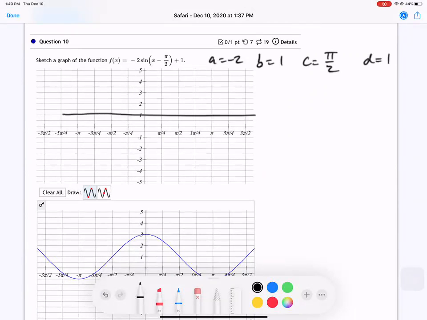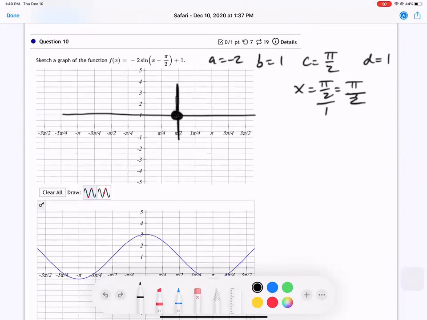Our phase shift, though, is not C. It's C over B. Well, lucky for us, if B is 1, our C value is our phase shift. That's going to be positive pi over 2. Now, positive pi over 2 is right here. Okay, that's where positive pi over 2 is. So that means I'm going to start my sine graph right here. Take a look. Sine is going to look like that. But my A value is negative.